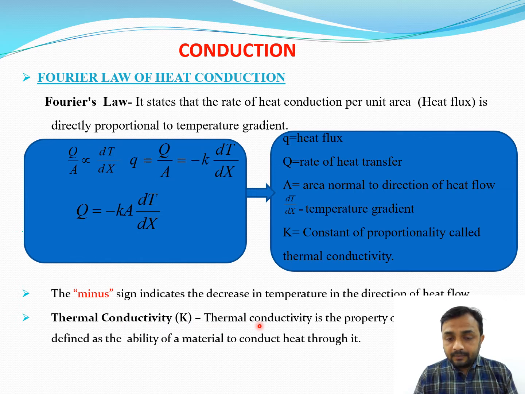Thermal conductivity is the property of a material, or the ability of a material, to conduct heat through it. It means that a material having high thermal conductivity conducts heat very fast, or a material having low thermal conductivity will conduct heat at a low speed. So thermal conductivity, that is your K, indicates this term.